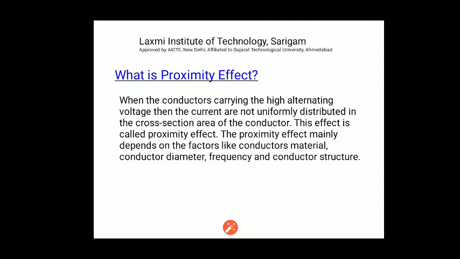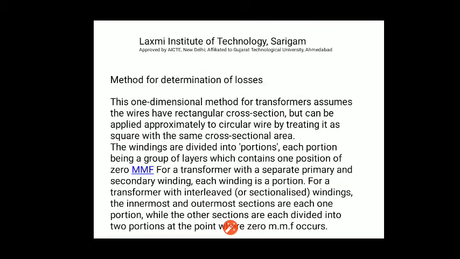Next we will discuss what the proximity effect is. When the conductors carry high alternating voltage, the current is not uniformly distributed in the cross-sectional area of the conductor. This effect is called the proximity effect. The proximity effect mainly depends on factors like the conductor material, conductor diameter, frequency and the conductor structure. Next we will discuss the method of determination of the losses of the proximity effect.